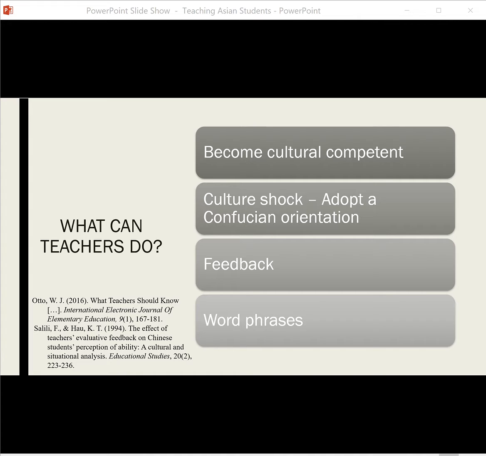Also define the words. Make sure they have personal dictionaries, so at home they can focus on their actual reading skills or their homework instead of what the words mean.